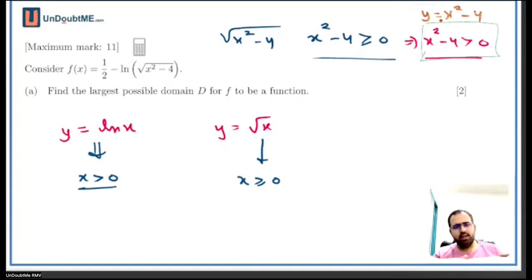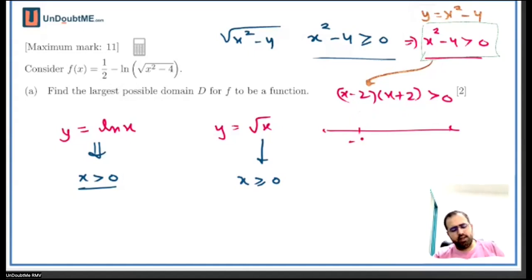And if this needs to be done manually, then how can we do it? We can further factorize it. So when we factorize, we'll get (x minus 2)(x plus 2) greater than 0. That will give me negative 2 and positive 2 as the zeros, and it will give me these two regions as the answer. Now, how did I get these two regions?